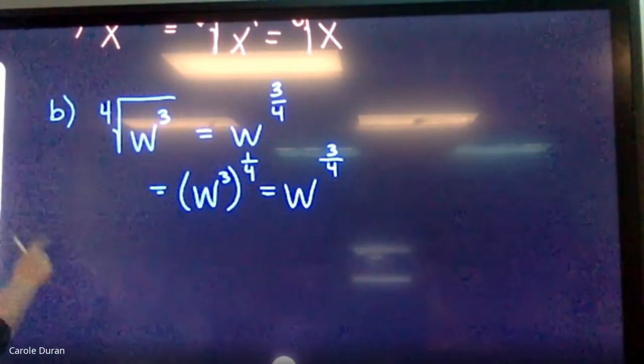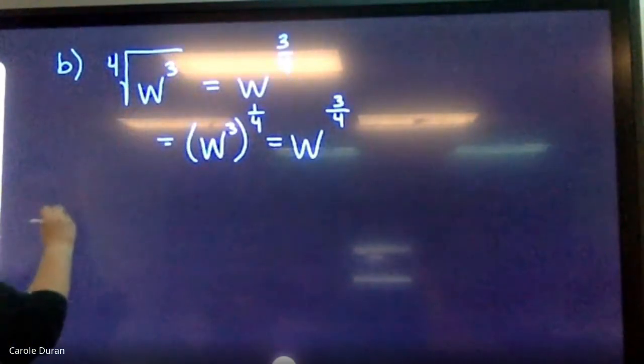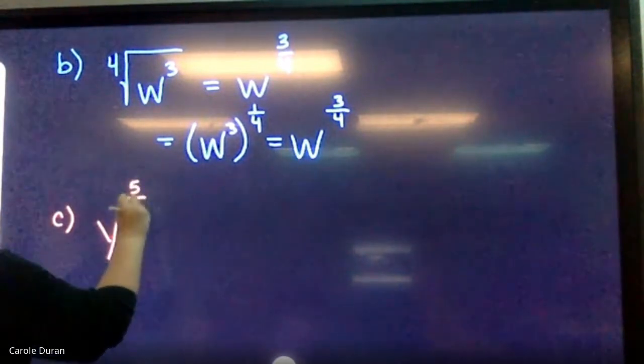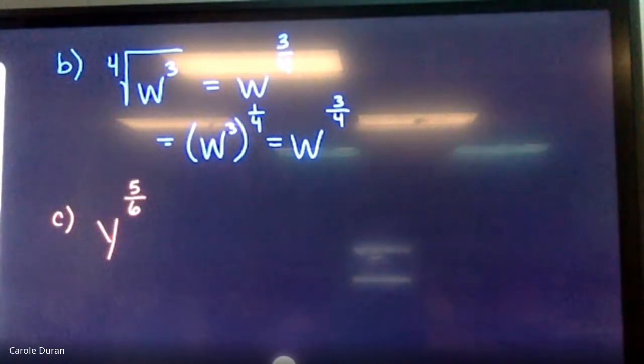Let's do another one. This is y to the 5/6 power. And I would like to rewrite this in radical form. Oh, I messed it up. I switched it.